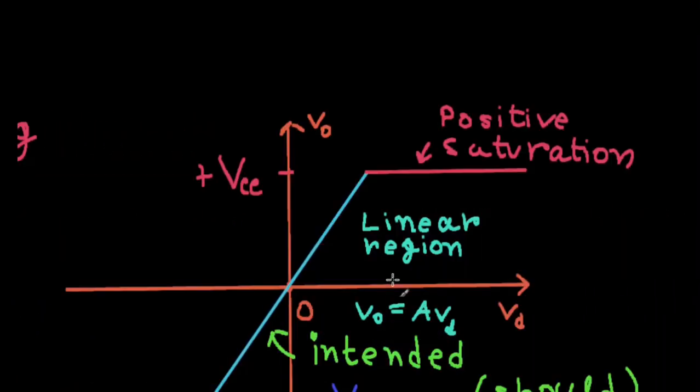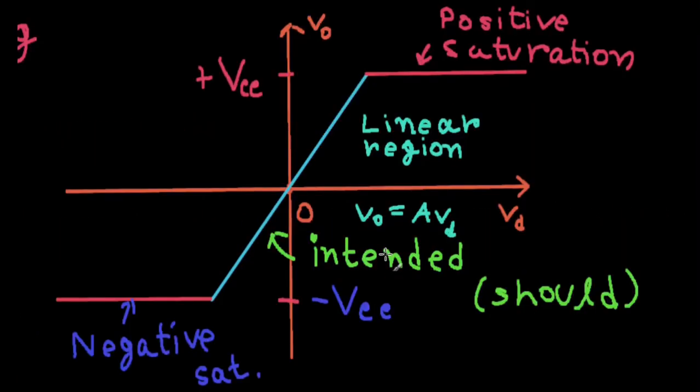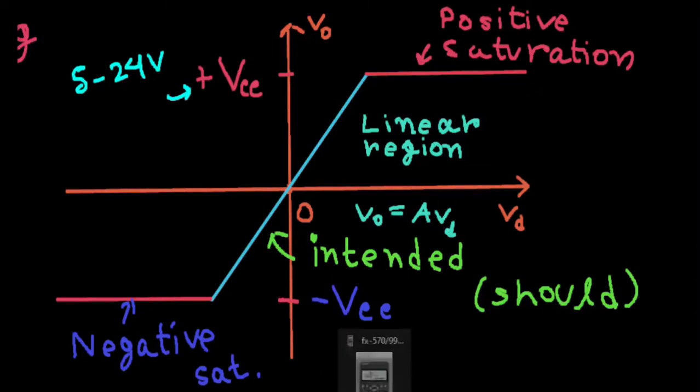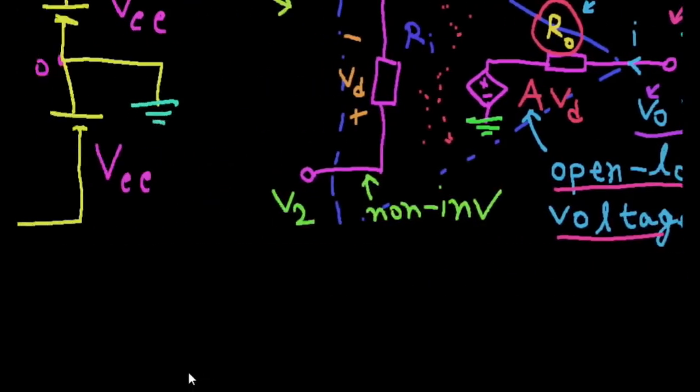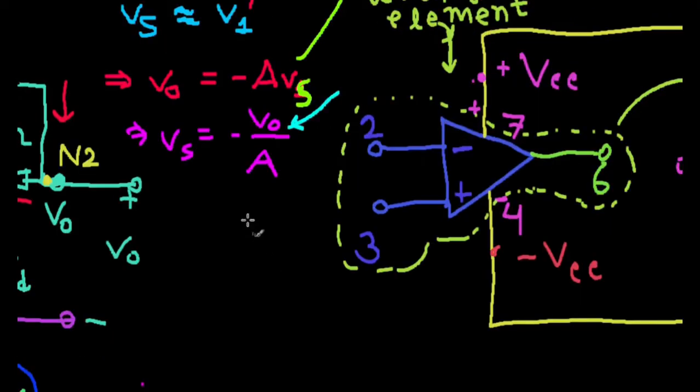Let's see here. It's limited by your power supply, and for the IC741, the op amp we're going to work with, this is in the range of 15 to 24 volts. So you need to see that V naught is going to be in that range.